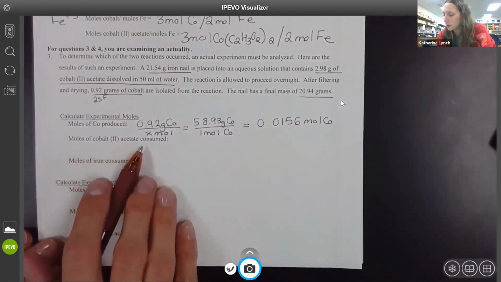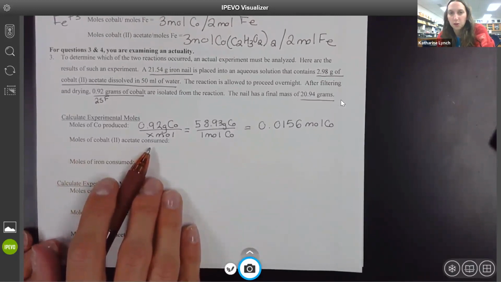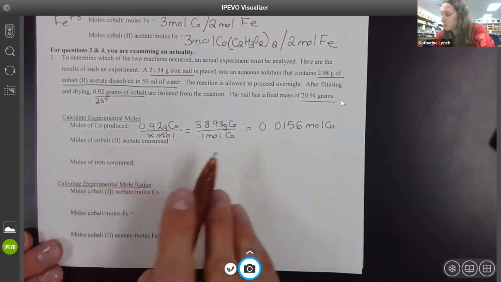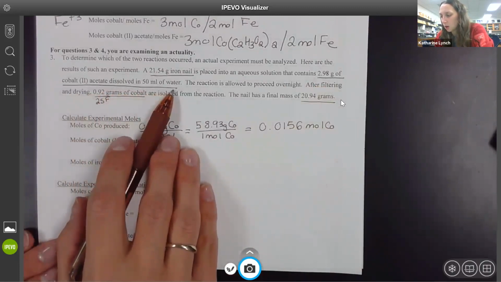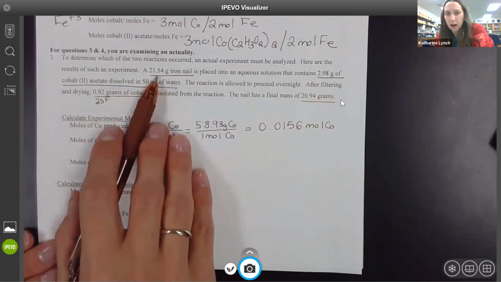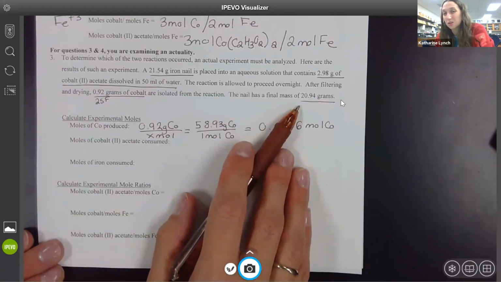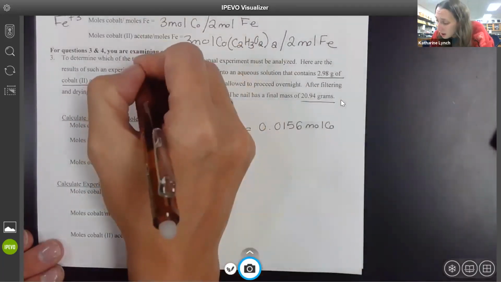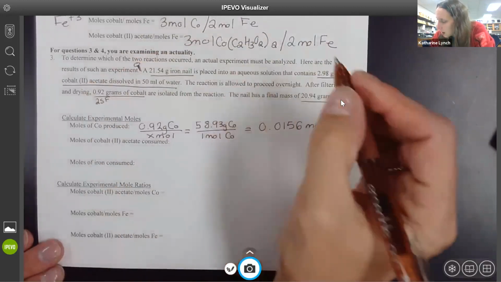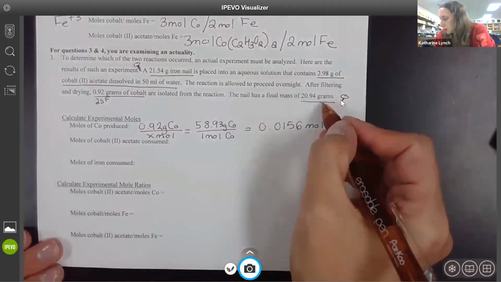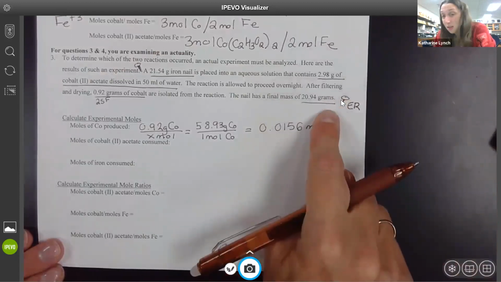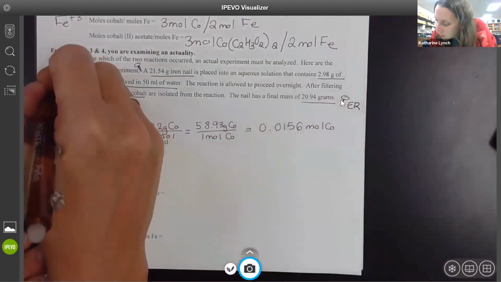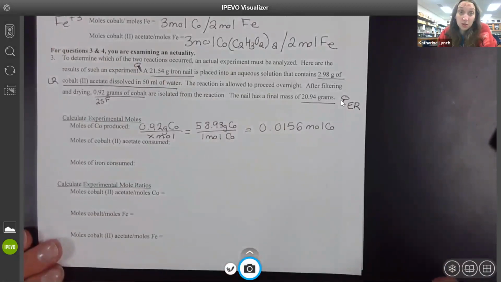All right, moles of cobalt-2 acetate consumed. Okay, well, we don't know anything about cobalt-2 acetate except there were 2.98 grams of cobalt-2 acetate dissolved in 50 milliliters of water. We know also how much iron reacted and how much iron was left over. So since iron was left over, there was an iron nail to start this process. And then the iron nail lost mass, but there was still iron nail left over. I'm going to know because I can see the leftover reactant, the iron nail is excess. I'm going to assume that all the cobalt-2 acetate was used up in this reaction. Cobalt-2 acetate is my limiting reactant.